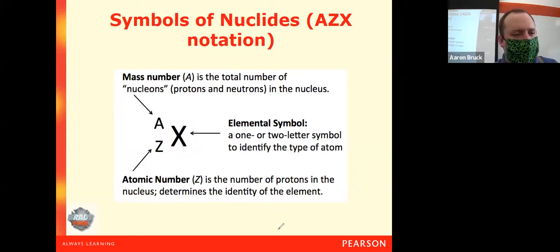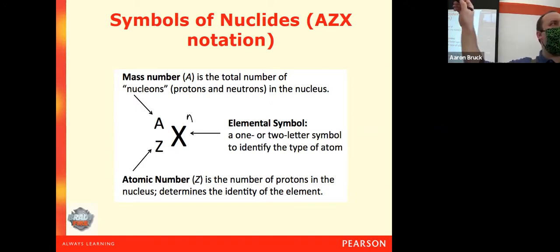Now there is one other attribute here that is not mentioned that is worth looking into. I'll add it right here. Sometimes nuclide notation also includes another piece here on the top right corner. And that piece is called the charge.